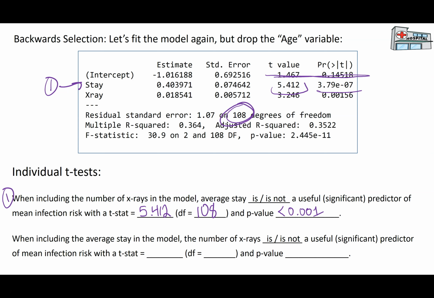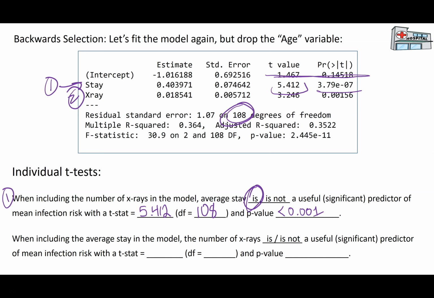So if I have a very small p-value, what I'm going to say here is, no, stay is useful. So even though I already have x-rays in the model, including the average stay at a hospital is useful. It gives me more information about what's going on with the average infection risk at a hospital.